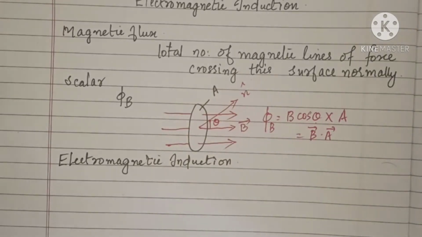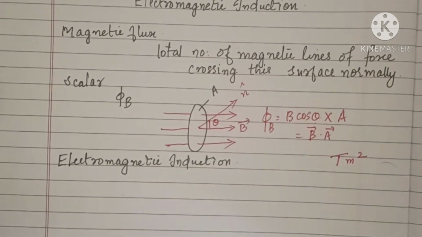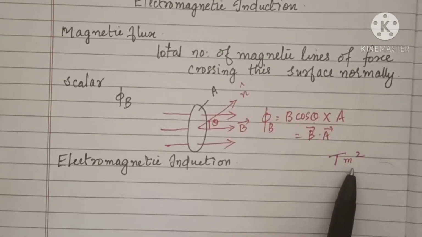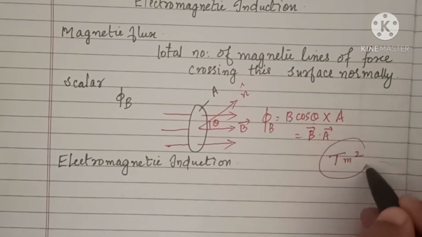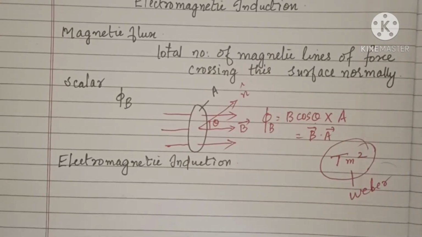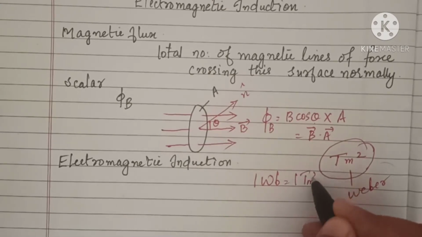Already I told that this magnetic flux is a scalar quantity. Now what about the unit of magnetic flux? How can you write the unit of magnetic flux? It is Tesla meter square. Tesla is the unit of magnetic field and for area it is meter square. Together we can call this Tesla meter square as Weber, W-E-B-E-R. So 1 Weber is actually 1 Tesla meter square.